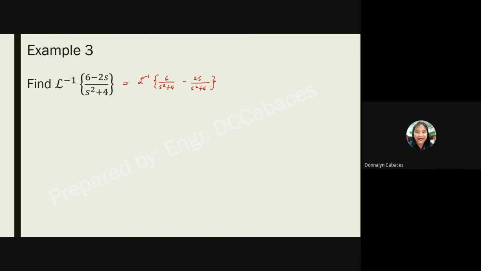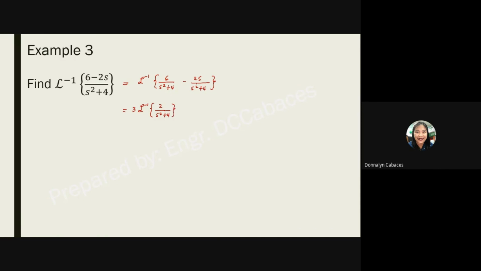And it should be 2 in the numerator. So to make it 2, 6 is simply equal to 3 times 2. So this is equal to 3 times the inverse Laplace of 2 over (s squared plus 4). That is the first term.